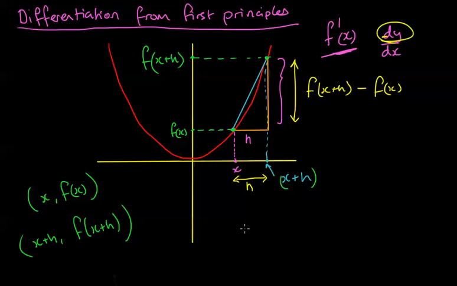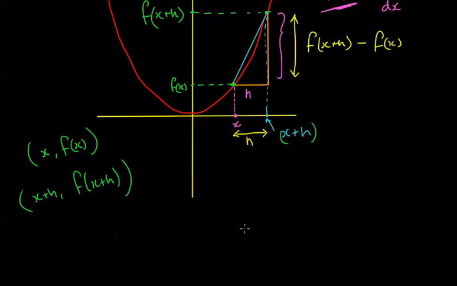Now, what would be the gradient then? The gradient of the blue line would be f of x plus h, take away f of x, and then I have to divide it by the horizontal step. But the idea of this was that when we worked out the average speed, we said, well, we don't want the average speed between 2 points.